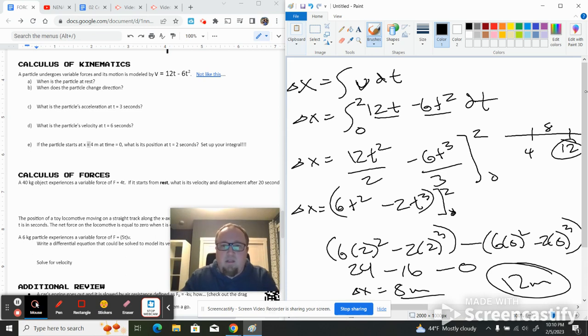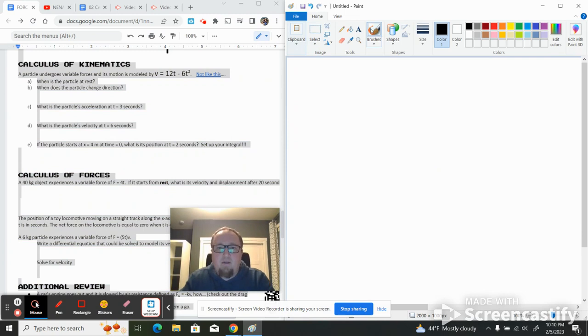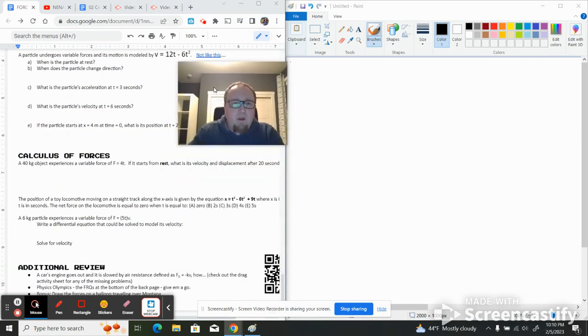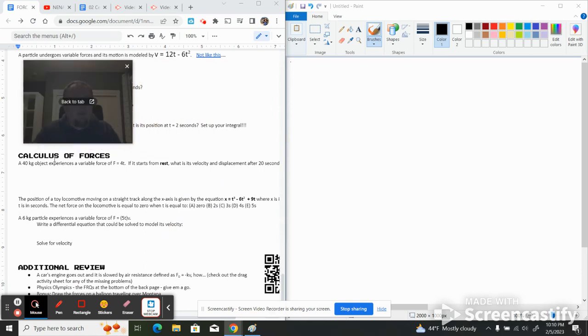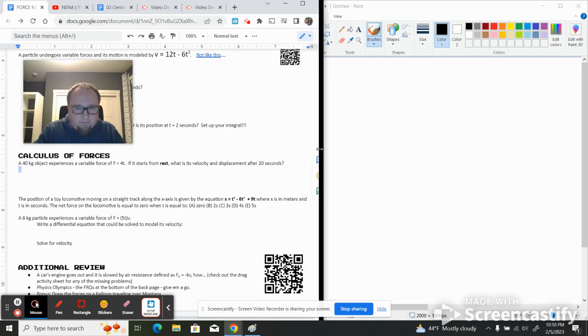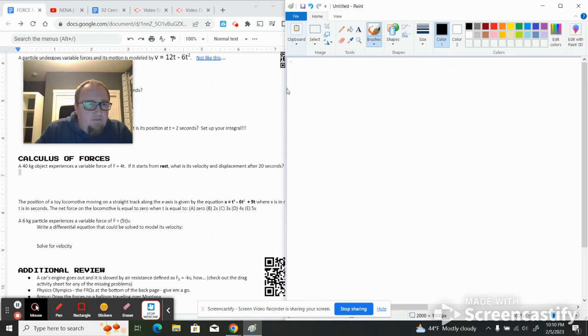All right. Calculus of forces. If you notice at the bottom, I did not put drag on there because we had that whole handout dealing with drag. So if you want more work with drag, that's where I want you to go. All right, so we've got ourselves 3 problems. A 40 kilogram object experiences a variable force. The force equals 4t. It starts from rest. What's its velocity at 20 seconds?